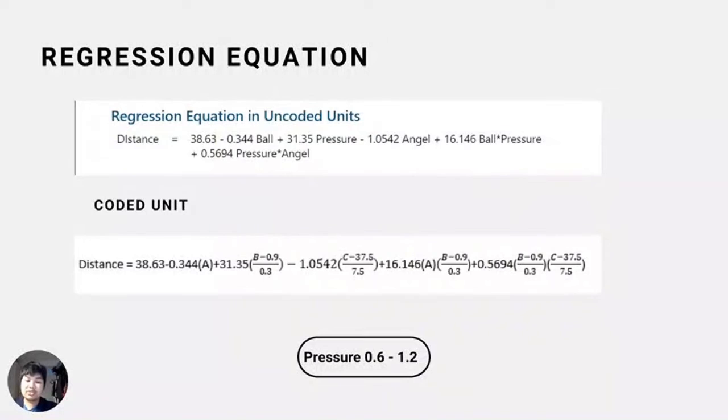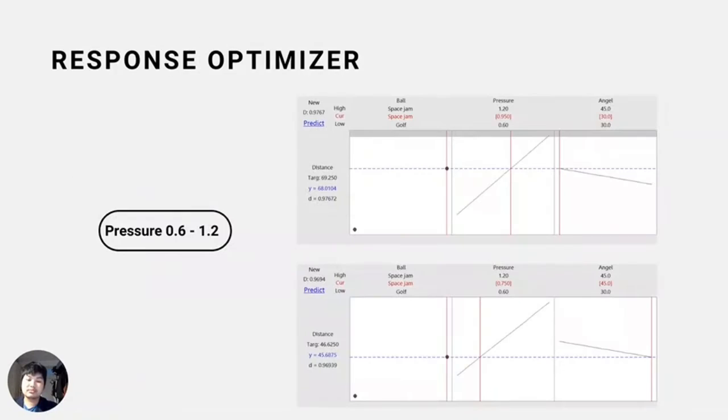Next, regression equation. The regression equation is a distance formula. Coded values will be -1 and 1, and the equation is shown in the slide. Response optimizer, where we can put the target we want and calculate the pressure, angle, and ball. And then it's tolerable for our experiments.